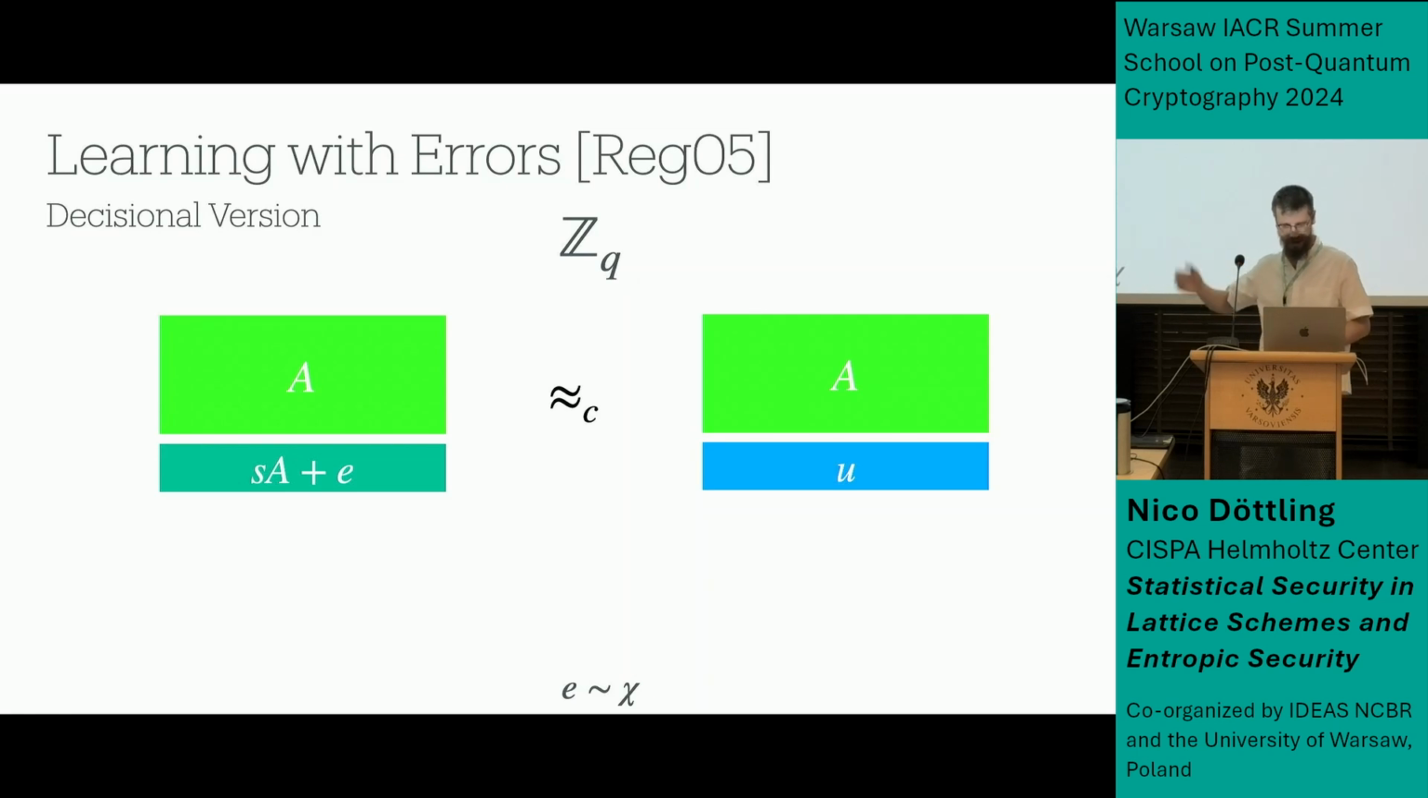In fact, as again was said already multiple times, if we left out this error, recovering S would just be simple linear algebra, right? By a Gaussian elimination, we could just recover this S, and this couldn't possibly be indistinguishable from a uniformly random vector. And the hardness really comes from adding in this vector.